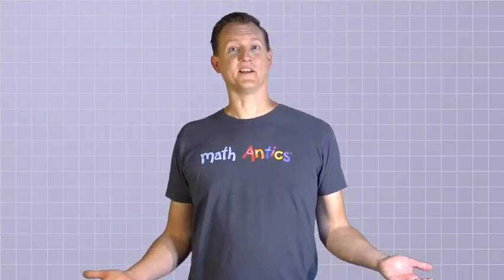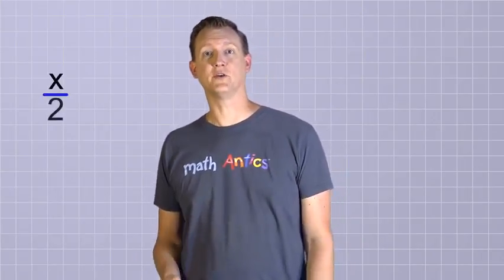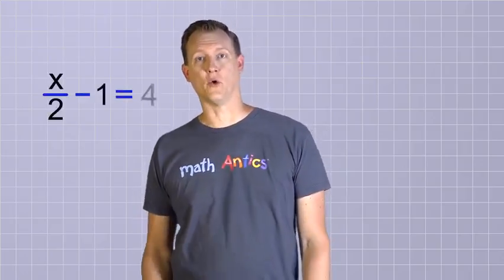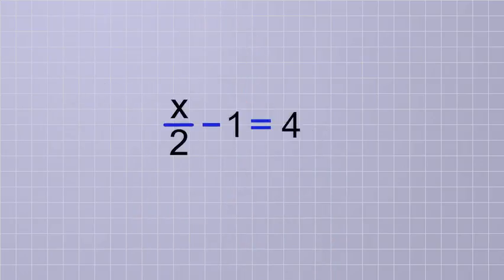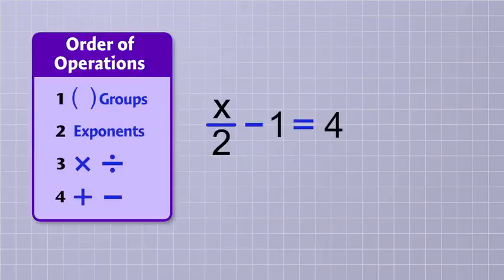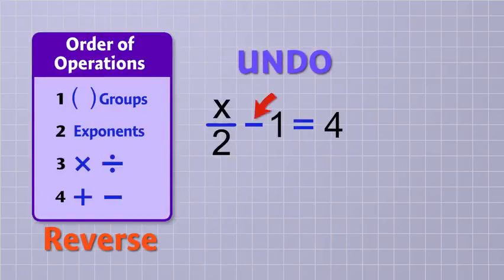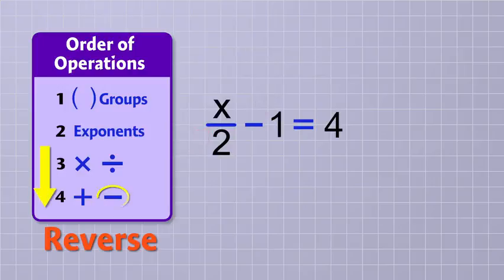That wasn't so bad, was it? Let's try solving another simple two-step equation that has division and subtraction in it. X over 2 minus 1 equals 4. Again, we're going to apply the order of operations rules in reverse to undo the subtraction and the division operations. Since we would normally do the subtraction last, we're going to undo it first.